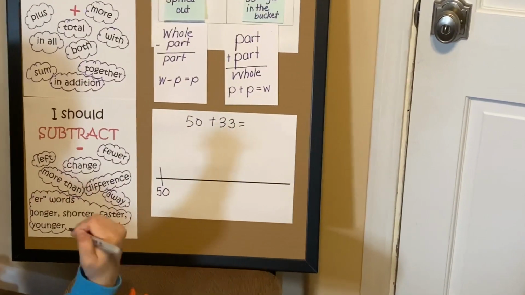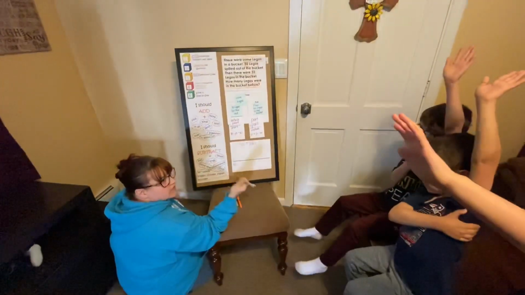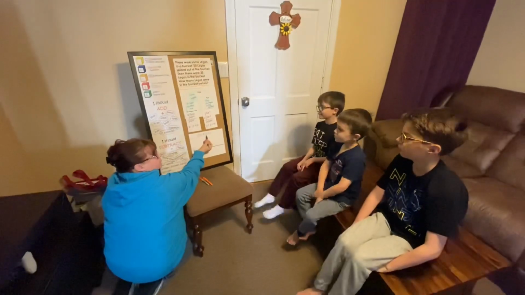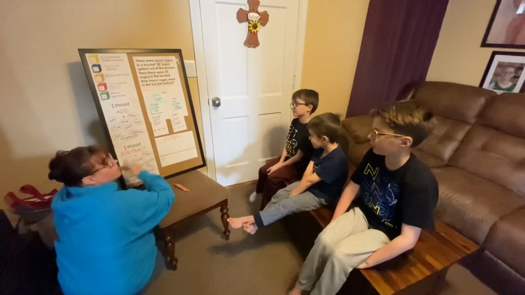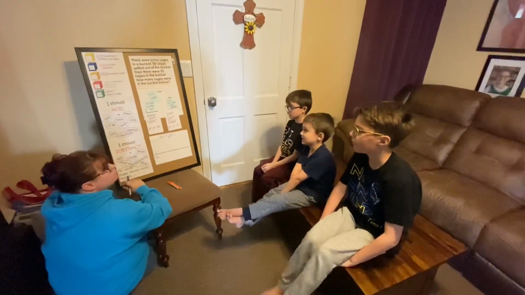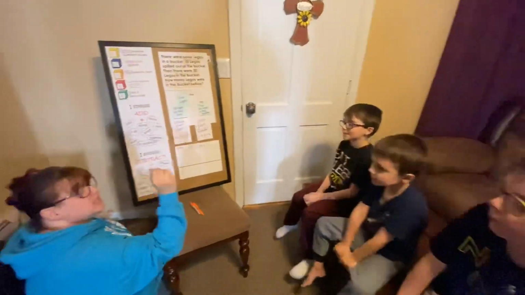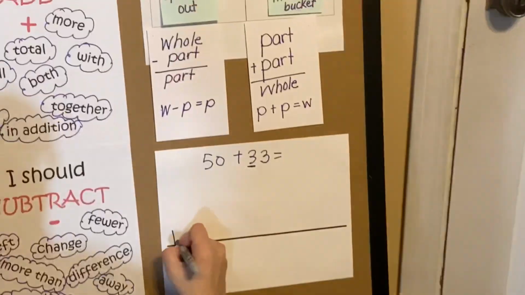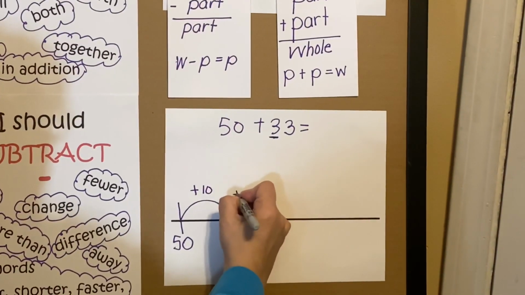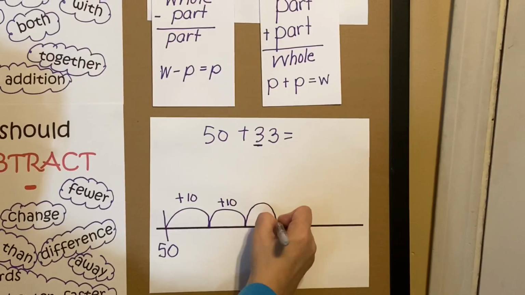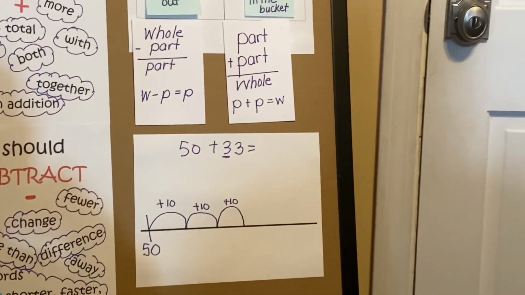So first I have to add the tens. How many tens am I going to add to 50? Lucas? Not 33, just 3, okay? Because we have 3 tens. So now I'm going to make 3 jumps and put plus 10 over each. Okay? 1, 2, 3.